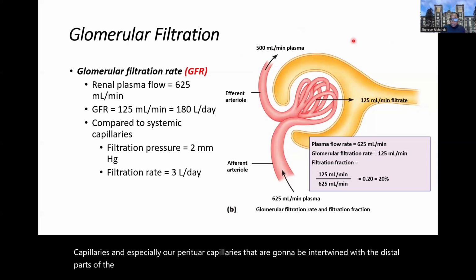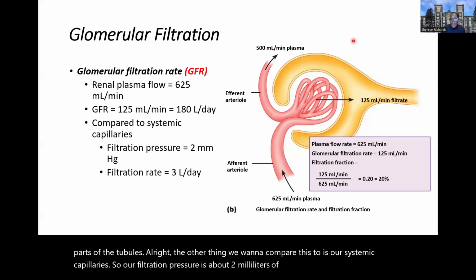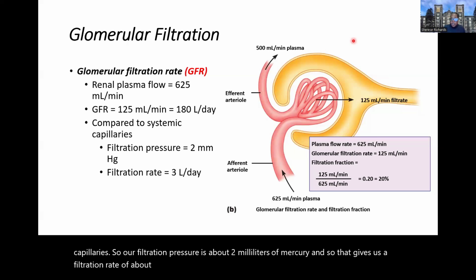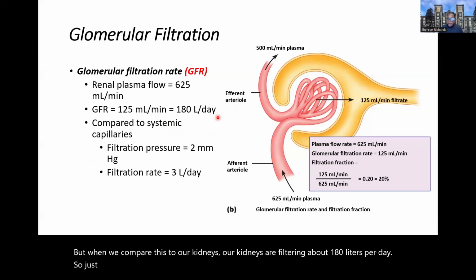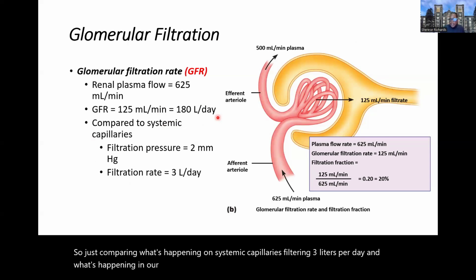All right. The other thing we want to compare this to is our systemic capillaries. So our filtration pressure is about 2 millimeters of mercury. And so that gives us a filtration rate of about 3 liters per day. All right, very high in terms of our systemic capillaries. But when we compare this to our kidneys, they are filtering about 180 liters per day. So just comparing what's happening in our systemic capillaries, filtering 3 liters per day, and what's happening in our kidneys, way higher amounts of volume being filtered per minute, and then eventually per day, right?